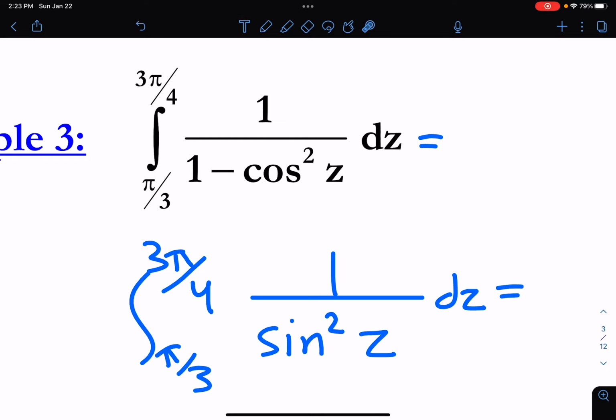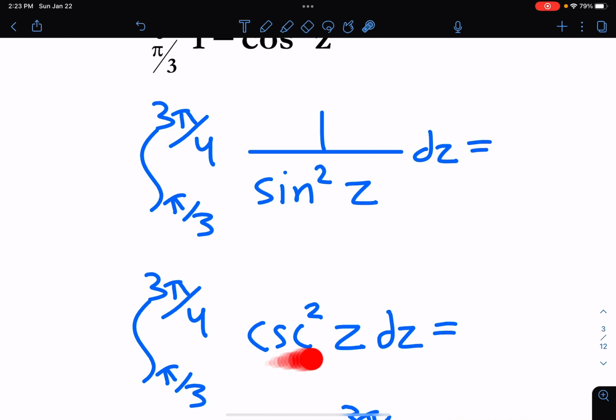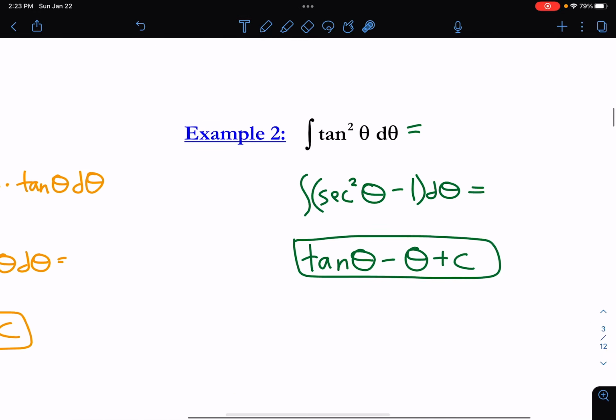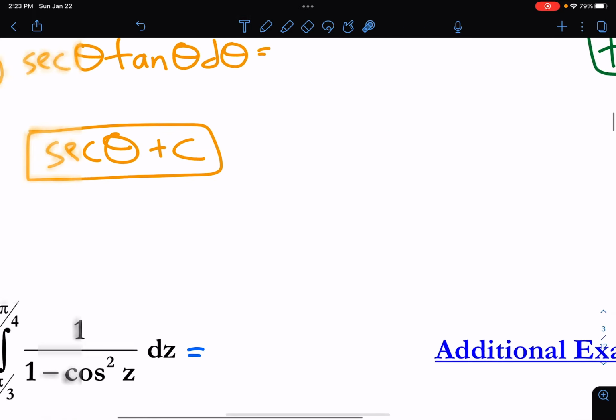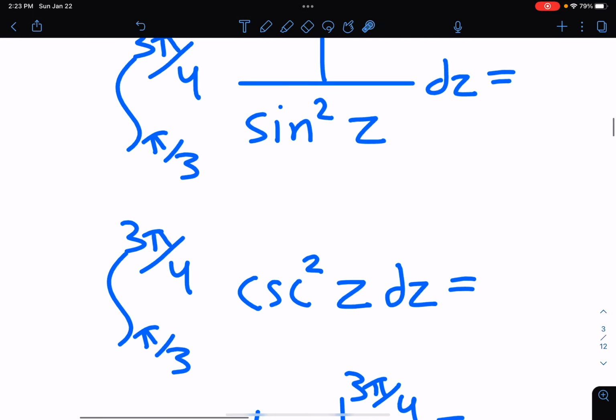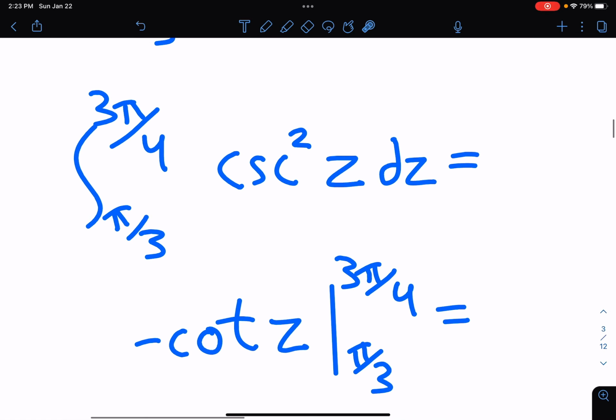Okay, and then the 1 over sine squared, rewrite it as cosecant of z squared. And again, alarm bells should be going off, because just like how the antiderivative of secant squared is tangent of theta, for cosecant squared it is going to be negative cotangent. In this case, it'll be of z, not of theta.